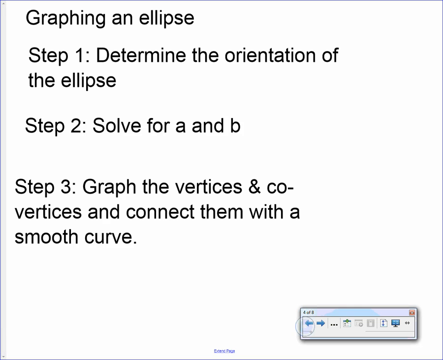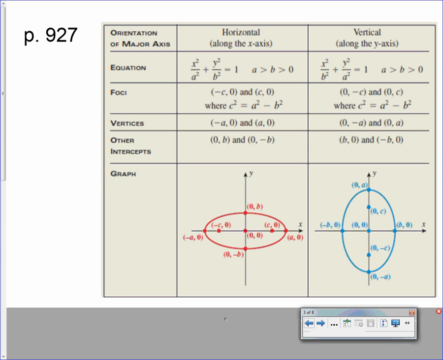So there are some details that we need about an ellipse, and there's a really good graphic in your textbook on page 927 that this is grabbed from if you're having trouble seeing this. An ellipse has an equation, and the basic equation is x squared over a squared plus y squared over b squared equals 1. And I want you to notice that a and b can change places depending on whether you have a horizontal or a vertical ellipse. A is always the larger of those values.